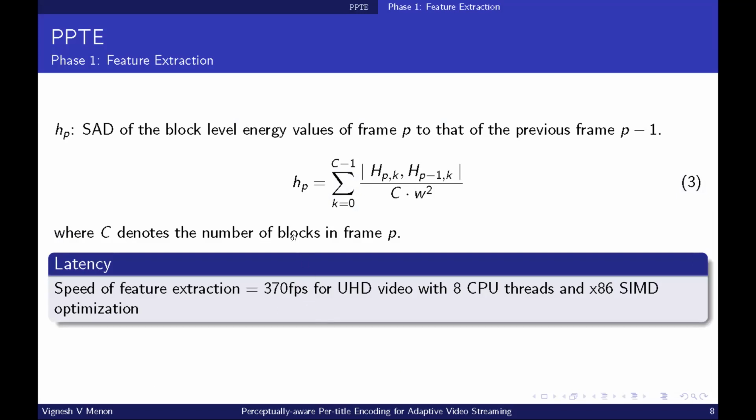Furthermore, the block-wise sum of absolute difference of the texture energy of each frame compared to its previous frame is computed and then averaged for each frame of the segment to obtain the average temporal energy H, as shown in the equation here. Please note that the speed of extracting these features is 370 frames per second for UHD video using 8 CPU threads with x86 SIMD optimization.